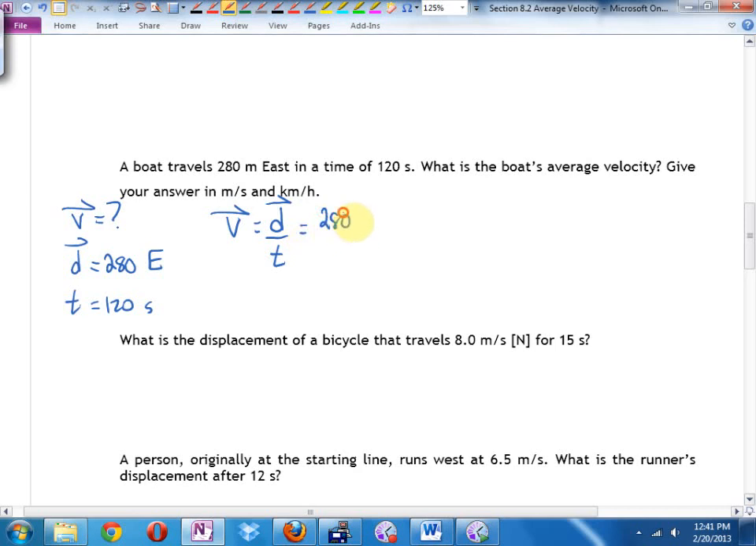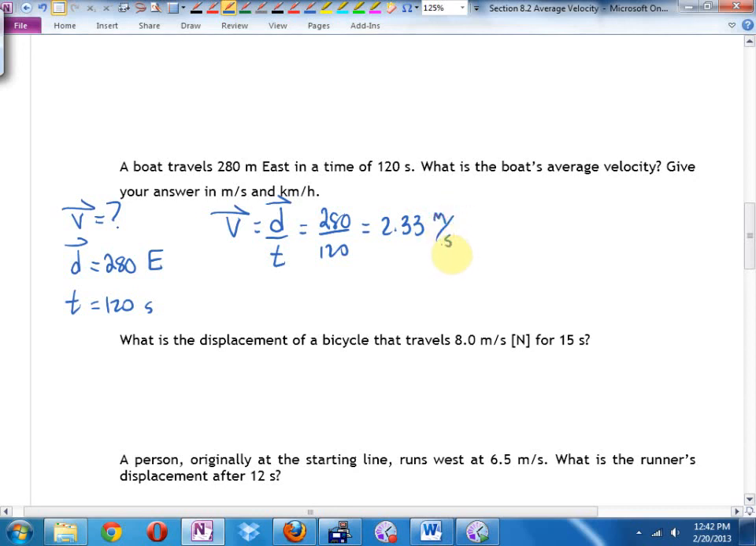280 divided by 120. Can I do that in my head? It's 28 over 12, which is the same as 14 over 6, which is the same as 7 over 3. Is the answer 2.66666? 2.333. I'm sorry, you're right. 2.33333? Do it. Units?